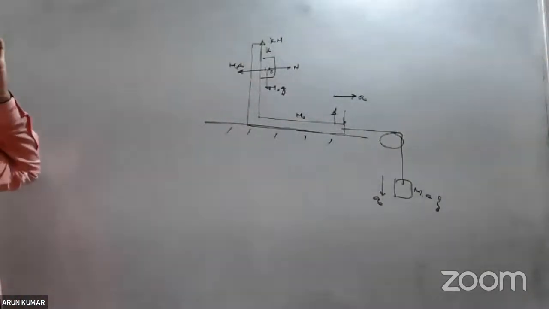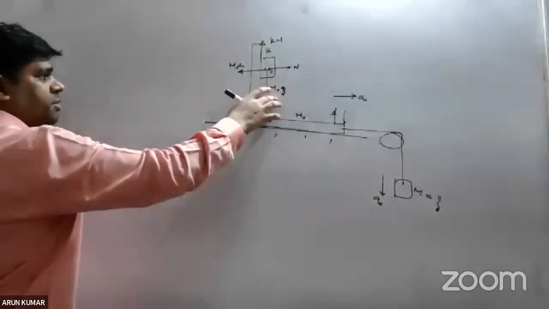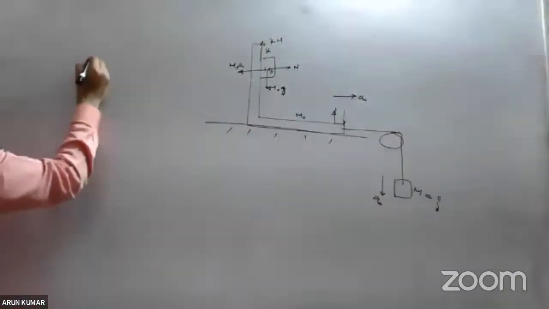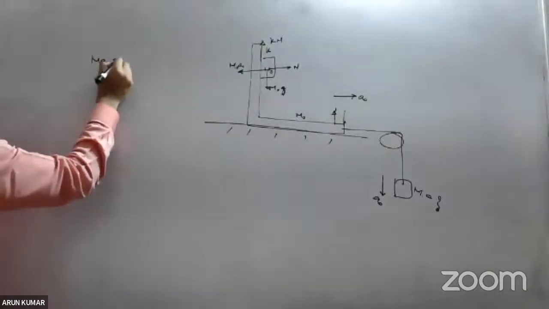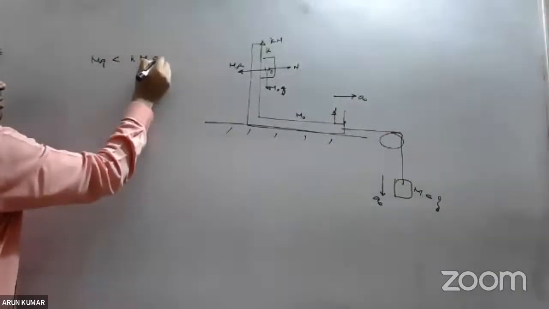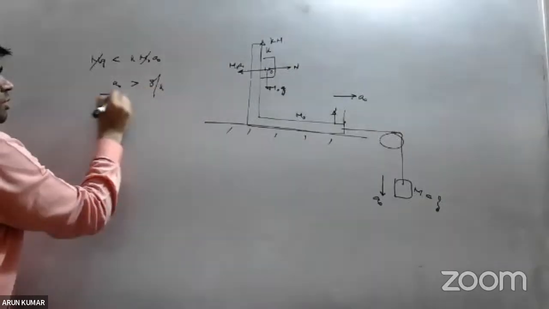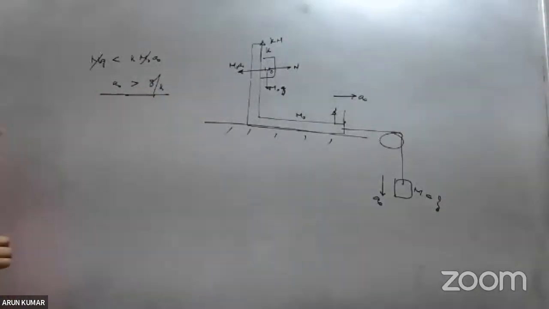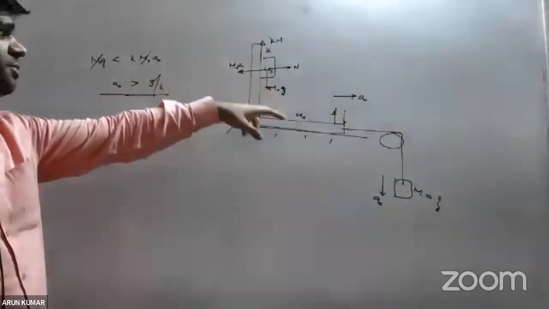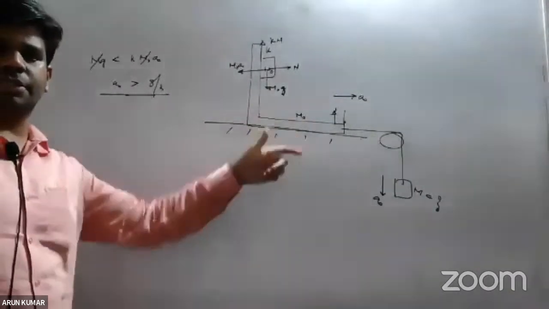So I'll get the relation between acceleration and g. How will I get that? m naught g should be less than mu times N, so mu times m naught into a naught. m naught gets cancelled out. So a naught should be greater than g by mu. I got the condition for acceleration such that it doesn't slip. Alright, I have just drawn the FBD of the block with respect to the accelerated reference frame. I can do it from the ground frame or the accelerated reference frame. I have chosen the accelerated reference frame.